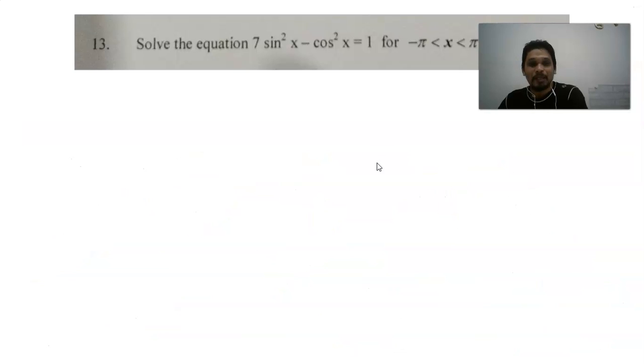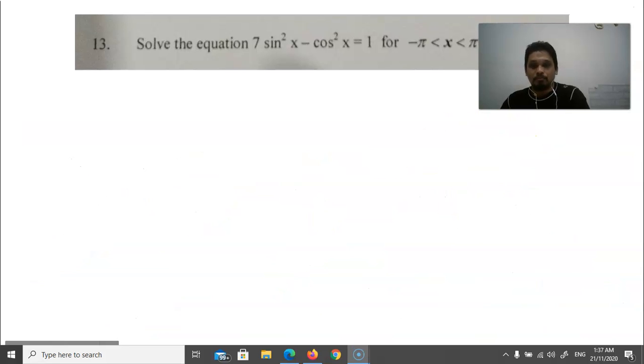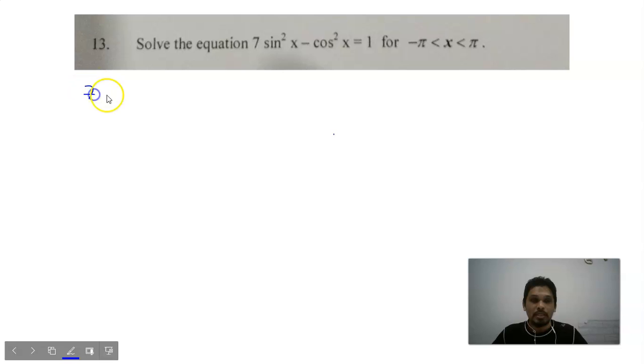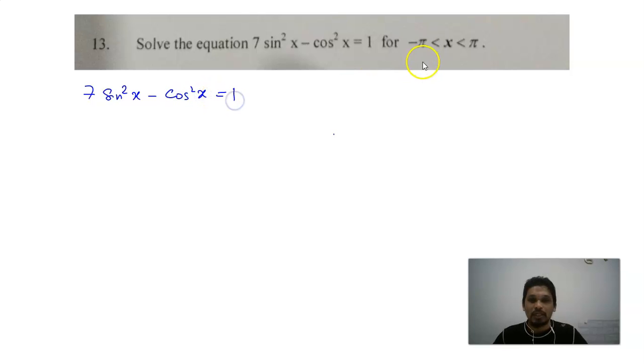Okay, now solve the equation 7 sine square x minus cos square x equal to 1. Given that x lies in between, x greater than negative pi and x less than pi. Just imagine pi as 180 degrees. This is in radian and this is in degree, so that's different now.